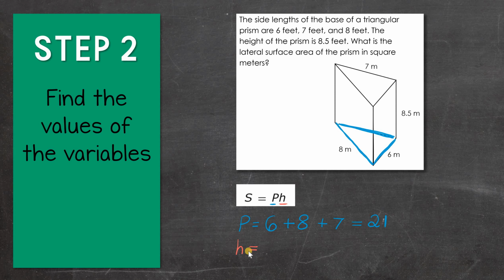What about H? What does H represent? H is the height. It's the only number we haven't used, so 8.5.